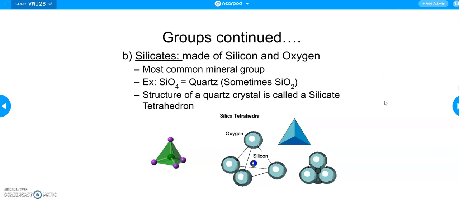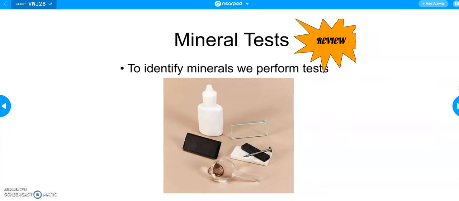Next, we have silicates, which are made of silicon and oxygen. These are by far the most common, and SiO4 is probably the most common one that we're going to find on the surface of the Earth. We also see it in the form of SiO2. So SiO4 is silicon tetroxide, whereas silicon dioxide, also known as sand, is also super common. Now, the structure of this quartz crystal, it's relatively strong because it's in this pyramid shape. Remember from yesterday, we've got those four oxygens with the one silicon in the middle, and it is the most abundant mineral on Earth.